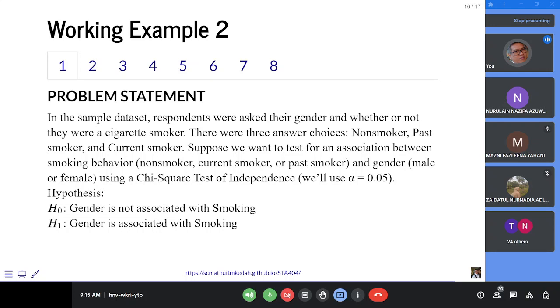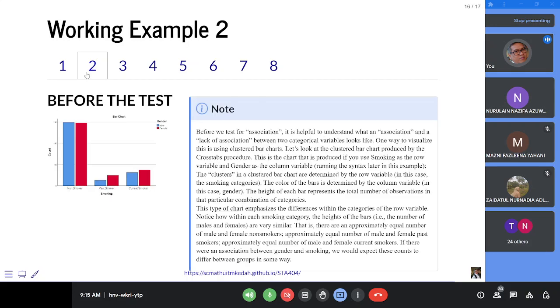Okay, so this statement can be done using, if you have a large data set, that means you have to use a statistical software to solve the problems. So what you need to do is just simply run the software. So before you run the software, one thing that is best for you to perform is to visualize the data itself. Okay, this can be done by looking at a cluster bar chart.